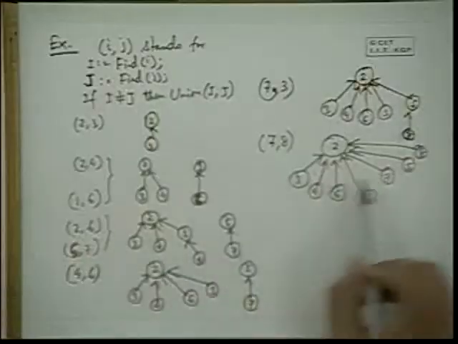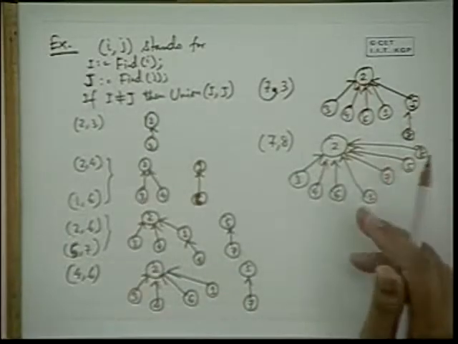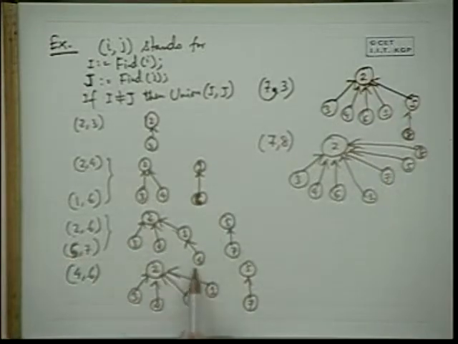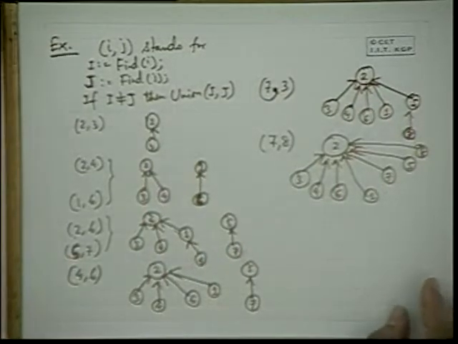And this procedure is called path compression. You are as if compressing the path. Here the path was of length 2, here suddenly your path has become only 1. So a longer path becomes a shorter one. So that's why it is called path compression.